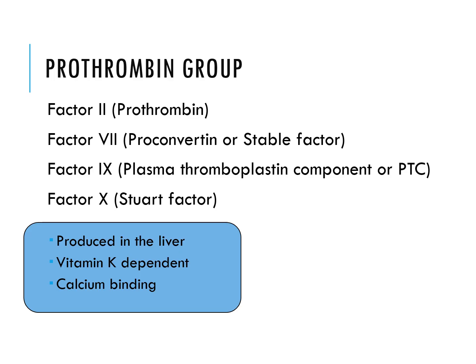Now, all of these coagulation factors within the prothrombin group are produced in the liver. They are vitamin K dependent, and they utilize calcium as a cofactor, so they are calcium binding.